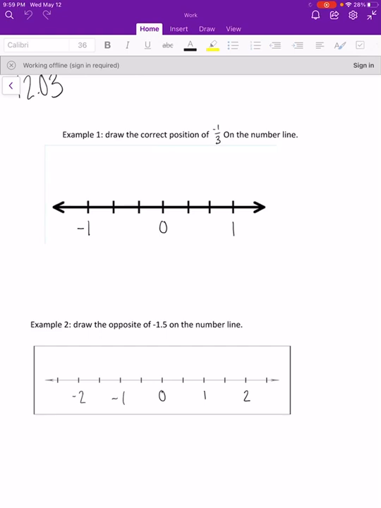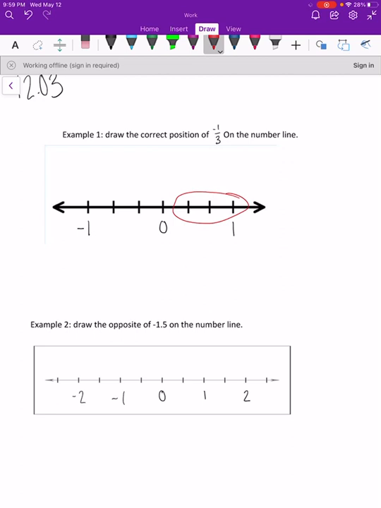Example 1 says, draw the correct position of negative 1/3 on the number line. So on this number line we have negative 1 to 1. So our question is, where does negative 1/3 lie? If we notice, in between 0 and 1 we have 3 lines. That means we're going to break up 1 into thirds.